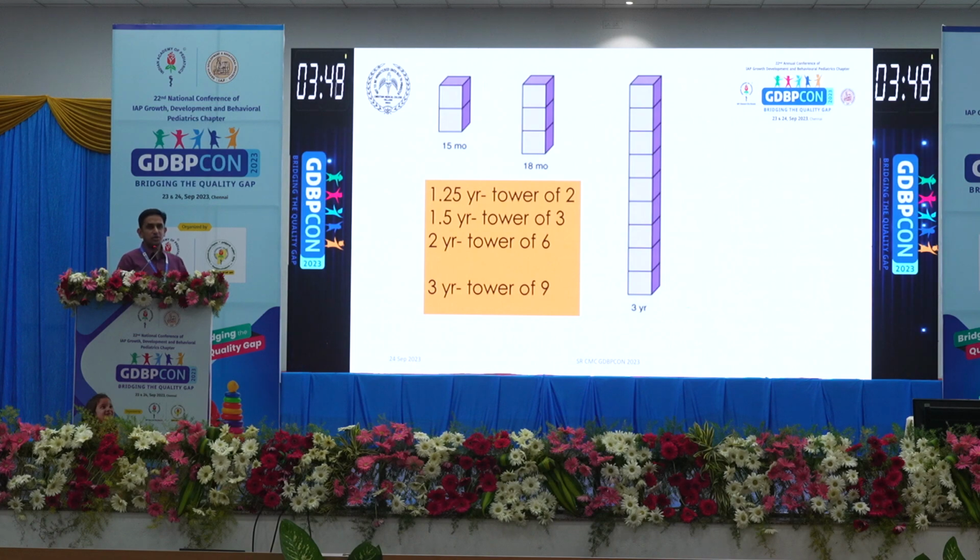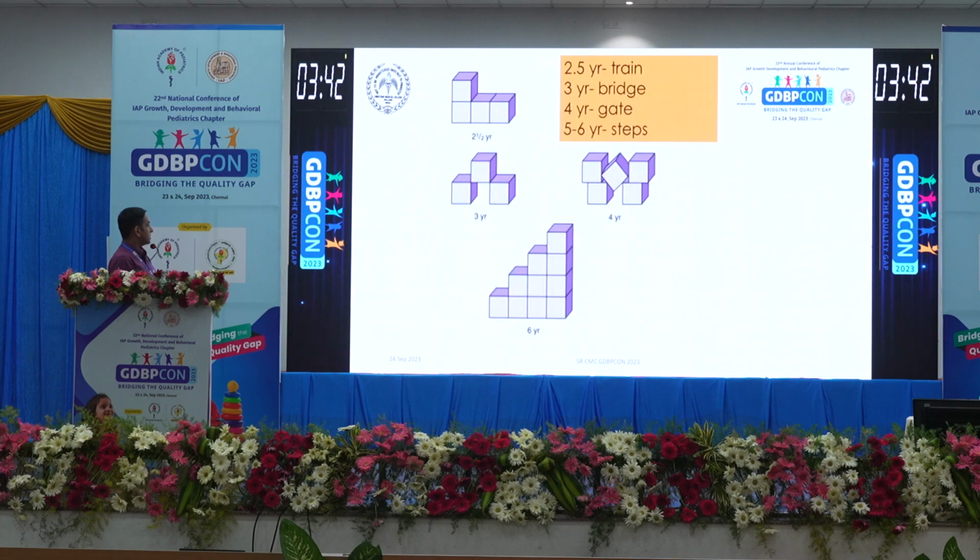And this is the Gesell's cube test. At what age a child can make a tower of different things. A 3-year-old child can make a tower of 9. A 3-year-old child can also make a bridge, can make one block stand in between two, and a 6-year-old child can make a step pattern. He can arrange the blocks in a step pattern.